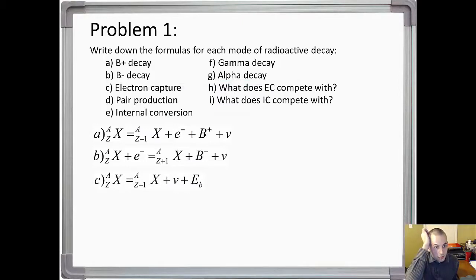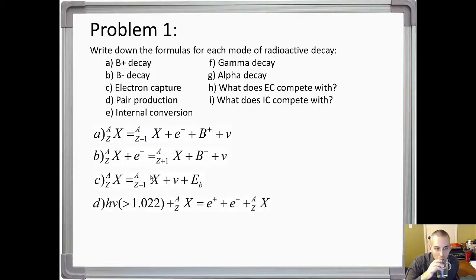So in electron capture, essentially what's happening is an orbital electron is interacting with a proton and creating a neutron. So the atomic number is decreasing by 1. In pair production, you have a photon interacting with an energy greater than 1.022 MeV. This is the threshold. It's creating a positron and an electron. There's no change in the mass number or the atomic number.